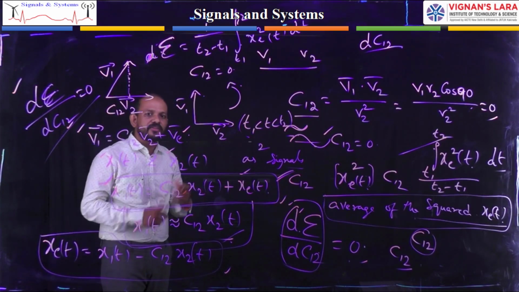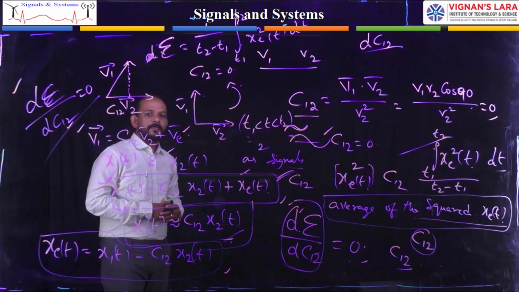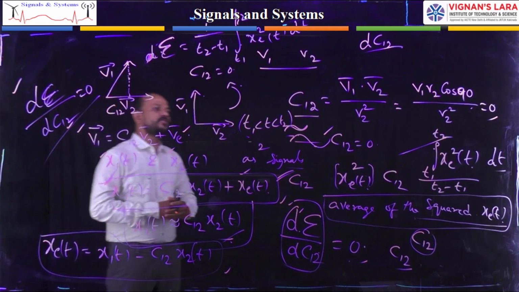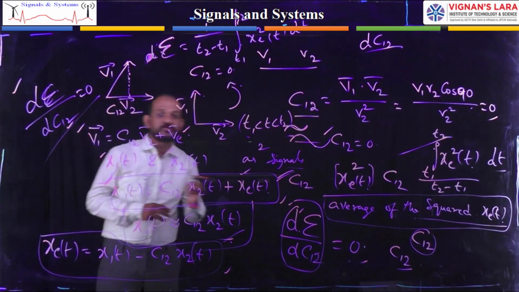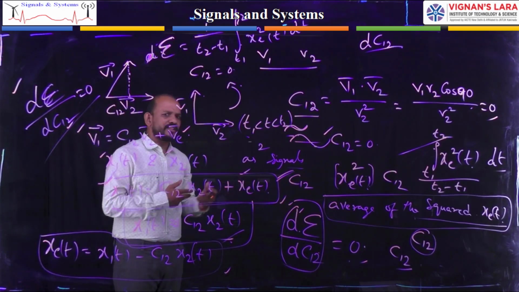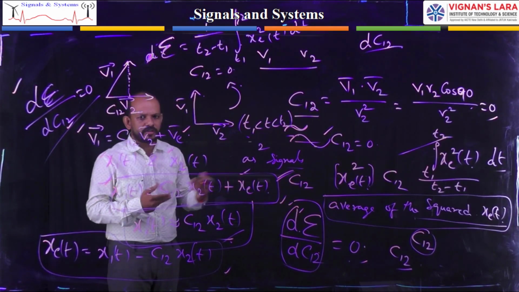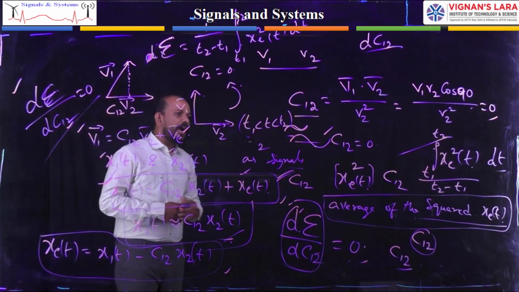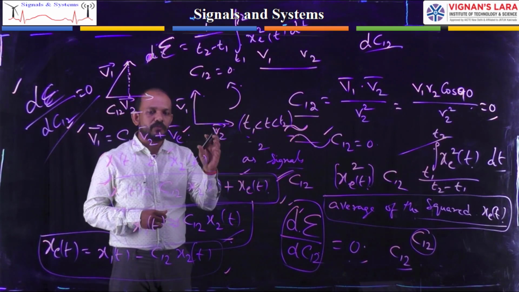Why are we finding the value of the constant C12? Because that plays a major role in representing the signals. The significance of the signals will be explained by the value of C12, whether the signals are orthogonal, that is, whether the signals are perpendicular to each other or not. So for that reason, here I am finding the value of C12.